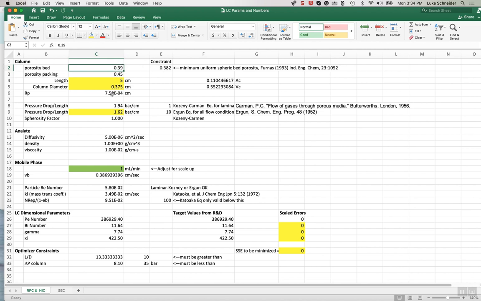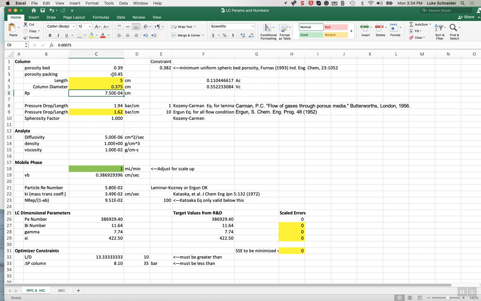The particle diameter has an effect on things, because the smaller the particles, the smaller the interstices, the smaller R is effectively for our capillaries through that, and the higher the pressure drop. So here I've set up a laboratory condition: a 5 centimeter column, 0.375 centimeters in inner diameter, and the radius of the particles is 0.75, so they're 0.75 millimeter particles. That's a pretty small particle.